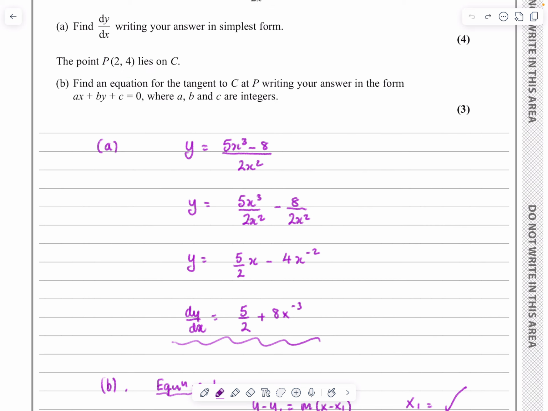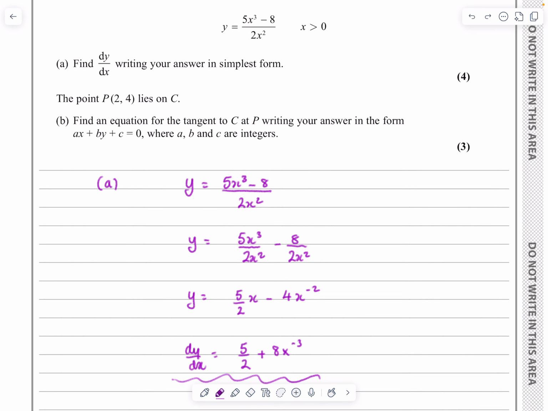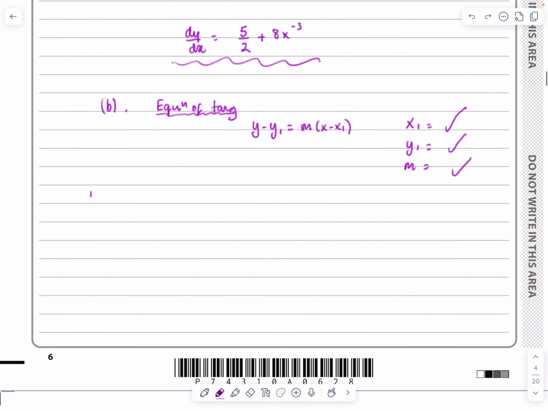So what this question is really asking is, what's m? M is dy by dx at the point where x equals 2. So that's what I've got to do. I've got to find m, and then I can just chuck everything into the formula. So for m, dy by dx was equal to 5 over 2 plus 8x to the minus 3, but we're saying at the point where x equals 2. So if I work that out, that works out to be equal to 7 over 2.